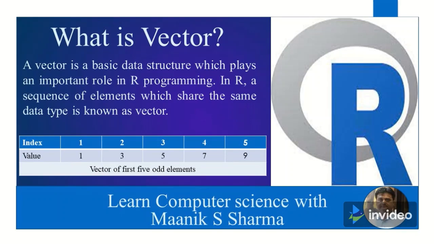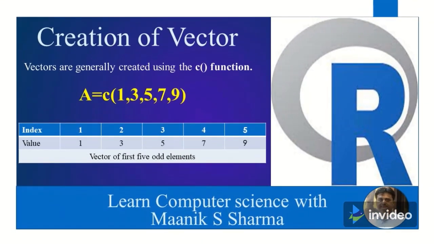In R, we use the c function to create a vector. This function returns a one-dimensional array or simply a vector. The vector can be created using comma or colon operator inside the c function. Comma is used for individual values, whereas colon can be used to specify the range. Suppose we want to create a vector of the first 5 odd elements. This can be done in R by using an expression like A = c(1, 3, 5, 7, 9). Here c is the c function. In this way, we can create a vector of the first 5 odd elements.